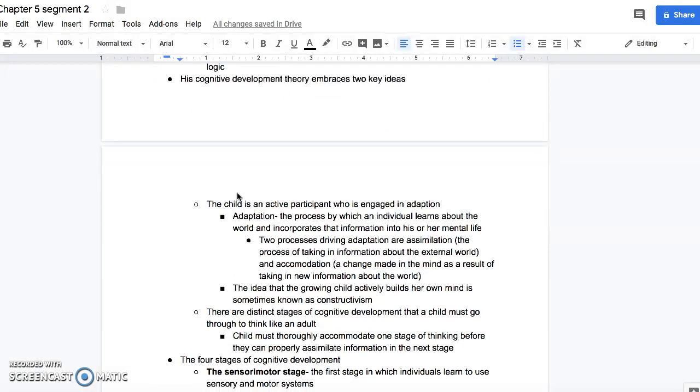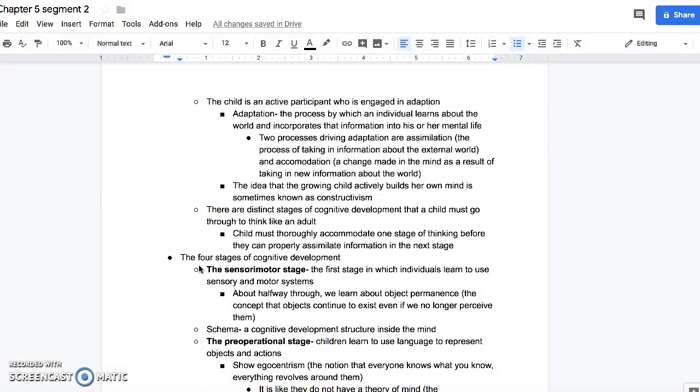His cognitive development theory embraces two key ideas. The first is that the child is an active participant who is engaged in adaptation. Adaptation is the process by which an individual learns about the world and incorporates that information into his or her mental life. Two processes that drive adaptation are assimilation, which is the process of taking in information about the external world, and accommodation, which is a change made in the mind as a result of taking in new information about the world. The idea that the growing child actively builds her own mind is sometimes known as constructivism.